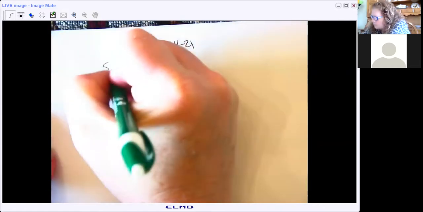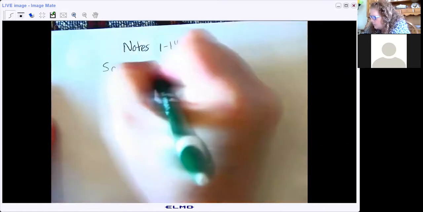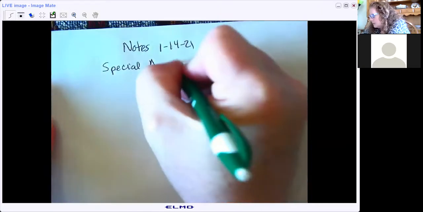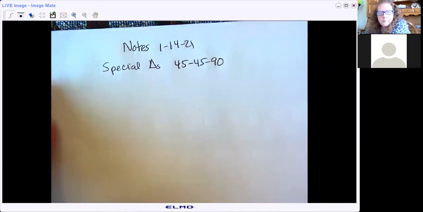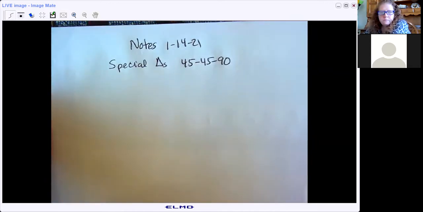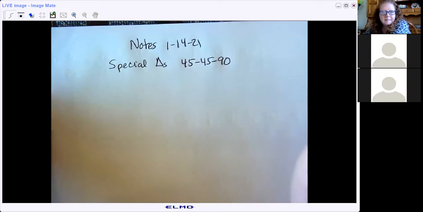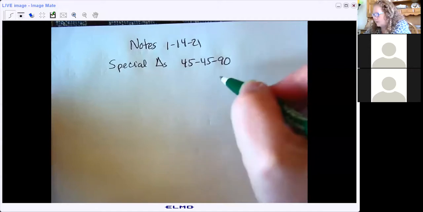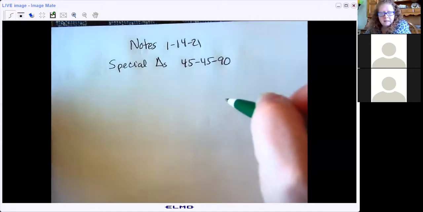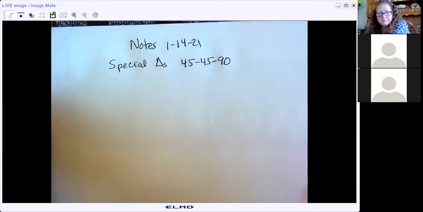Special triangles. This one's called a 45, 45, 90. What do you think the 45, 45, and 90 refer to? Angles. Good. 90 kind of implies that it might be an angle. And then if you add these up, you do get 180. Okay, and it's a triangle.